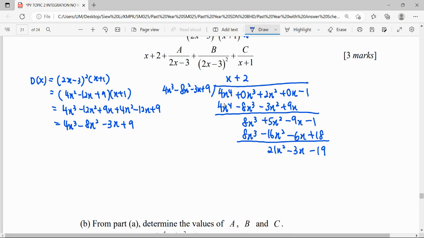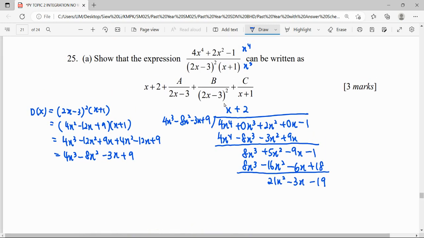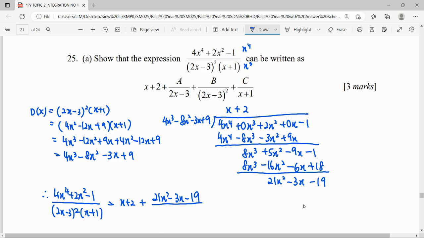From here, we rewrite our answer. When this long division is finished, we have a quotient here, which is x plus 2. Then plus, the remainder here is 21x squared minus 13 minus 3x over the divisor. So the divisor we can put in factorized form.